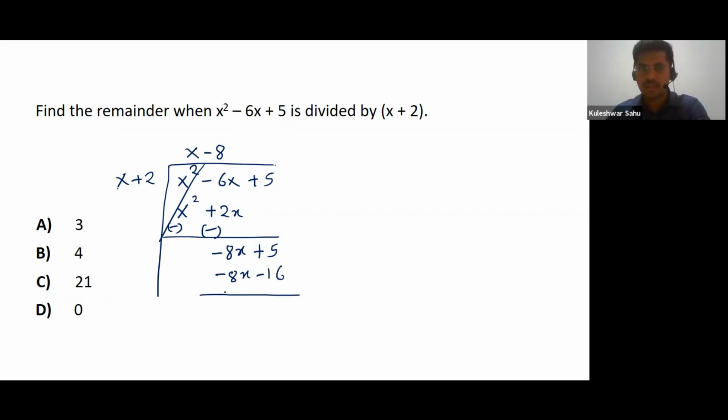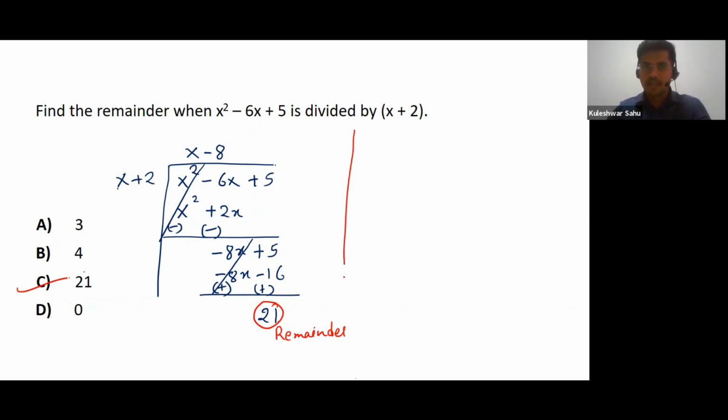Again we are going to subtract it. So this will become plus sign. This will become again plus sign. So minus 8x plus 8x got cancelled and plus 5 plus 16 we got 21. This 21 is known as remainder. Hence, our answer is option C. This is the one way of finding the remainder when we are dividing one algebraic expression with another algebraic expression.